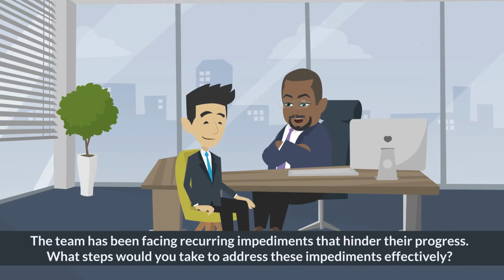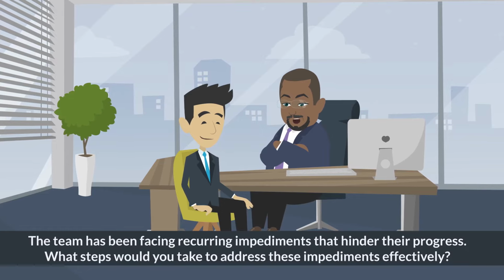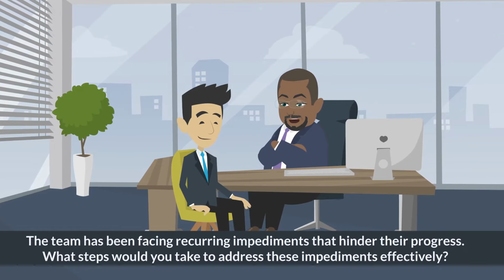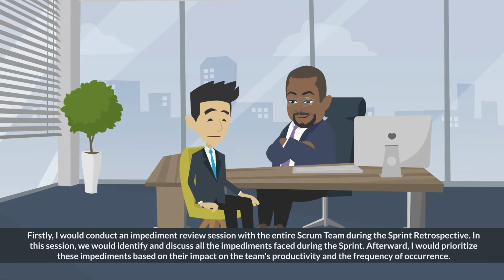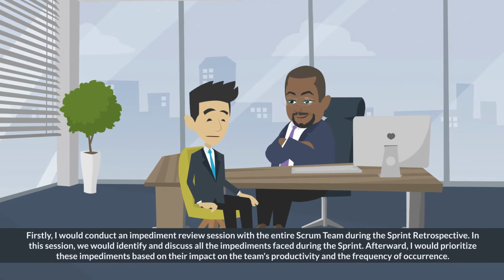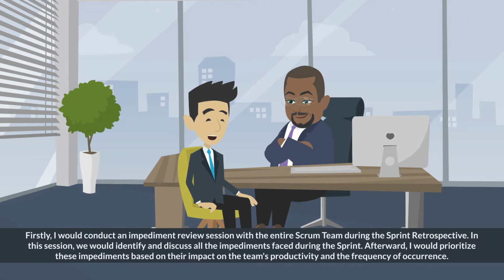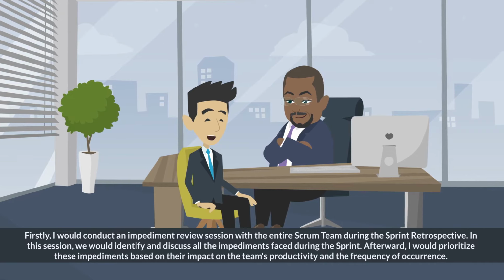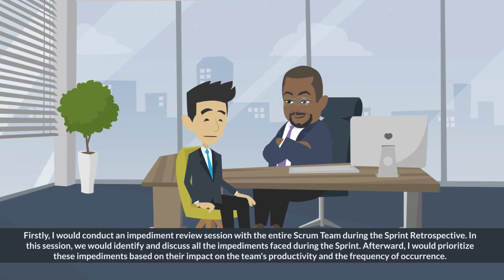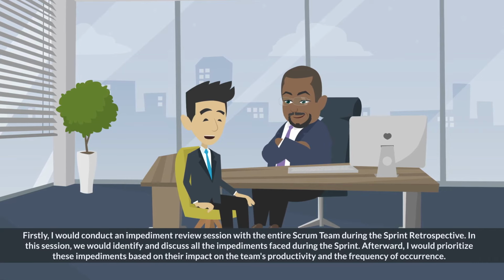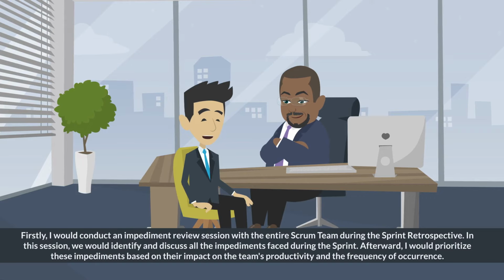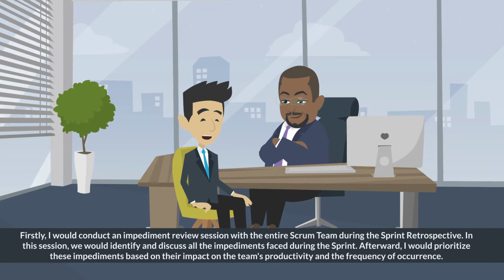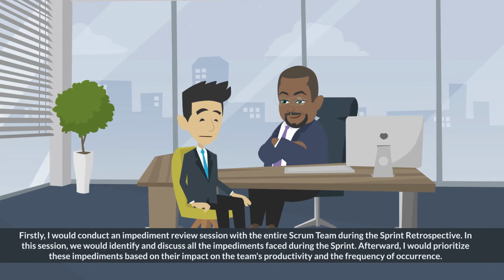The team has been facing recurring impediments that hinder their progress. What steps would you take to address these impediments effectively? Firstly, I would conduct an impediment review session with the entire Scrum team during the sprint retrospective. In this session, we would identify and discuss all the impediments faced during the sprint. Afterward, I would prioritize these impediments based on their impact on the team's productivity and the frequency of occurrence.